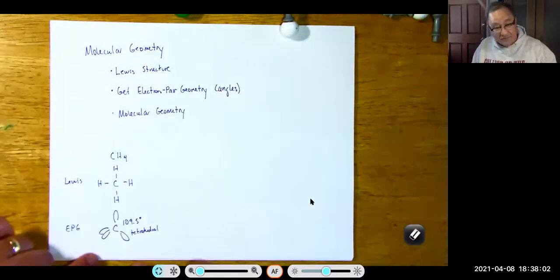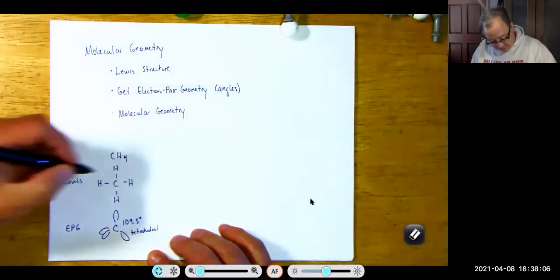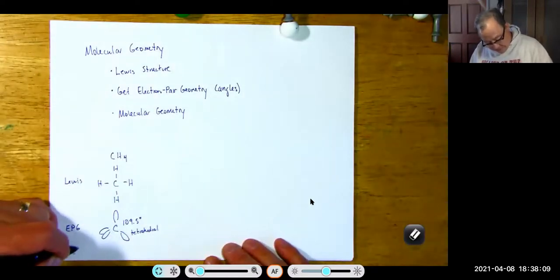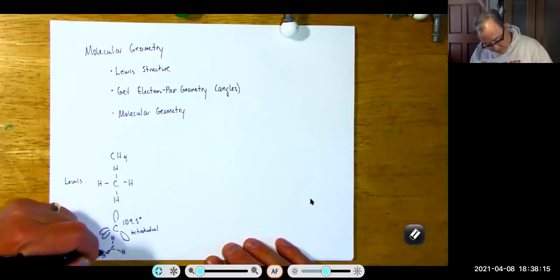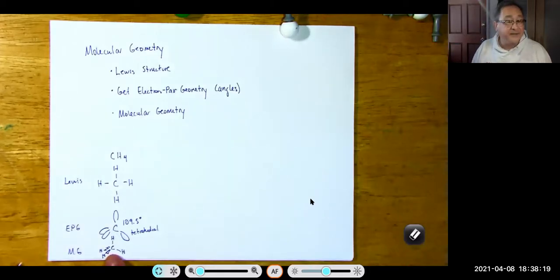Now, I was hoping to do a 1, 2, 3 like I have up here, but I've run out of room. So for the molecular geometry, I guess I will put it right here. This is what you do. Now notice with the molecular geometry, I'm no longer using teardrops. I'm actually putting bonds in.